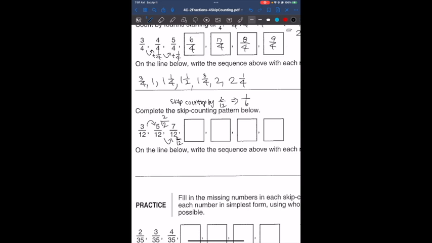So I'll give you guys about 1 minute, and if you guys need more time, always just feel free to pause the video and come back. And after a minute, I'll be going over the solution with you guys.